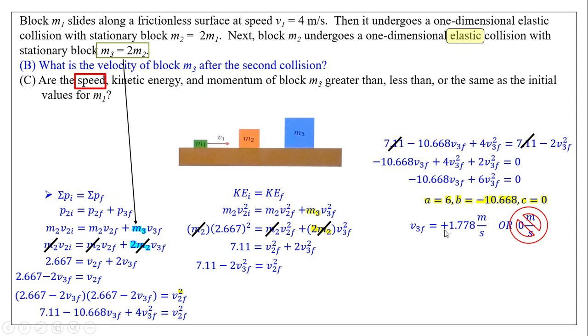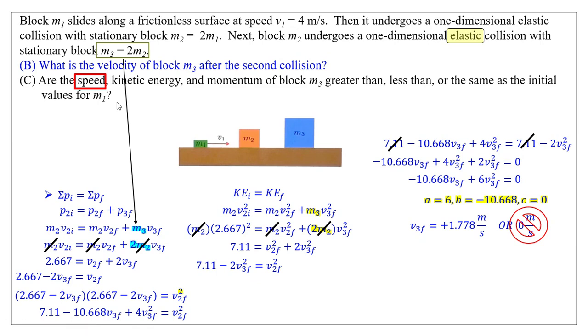So the answer for part B would be positive 1.778 meters per second. All right, let's move on to C. Part C asks you to make a statement. It says, are the speed, kinetic energy, and momentum of block 3 greater than, less than, or the same as the initial values for M1? So you're looking to compare M3 and M1.